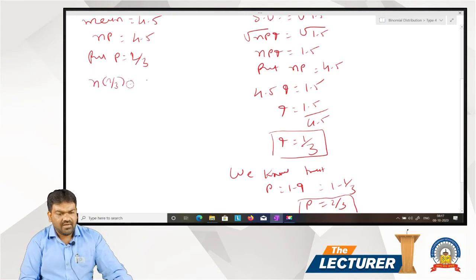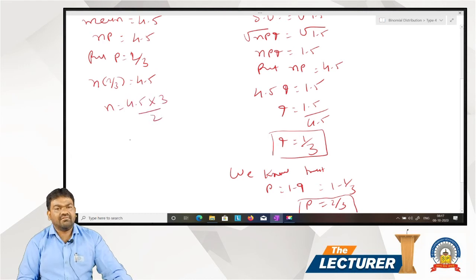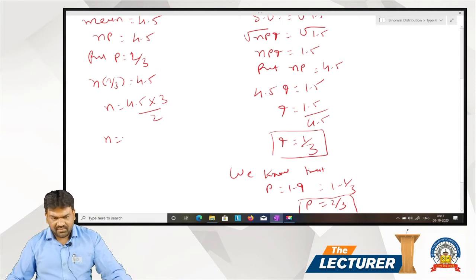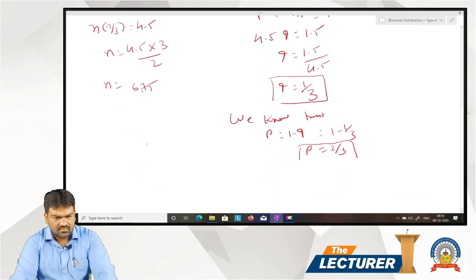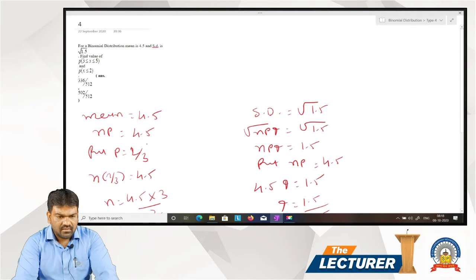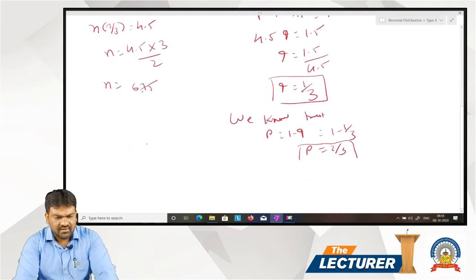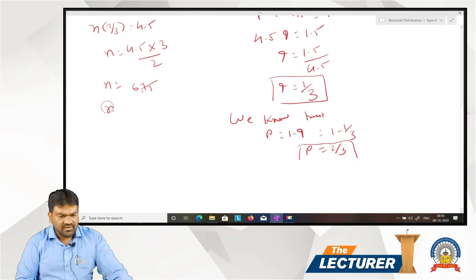N multiplied by 2 by 3 is equal to 4.5. N is equal to 4.5 multiplied by 3 divided by 2, which is 6.75. Okay. So N is equal to approximately 7.